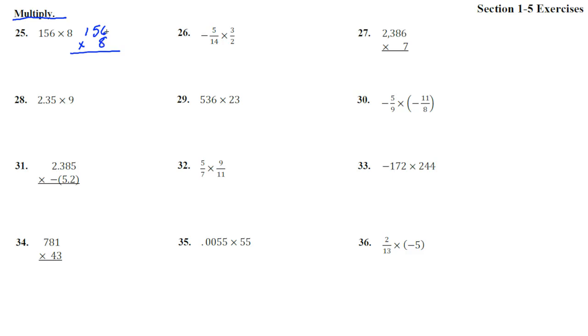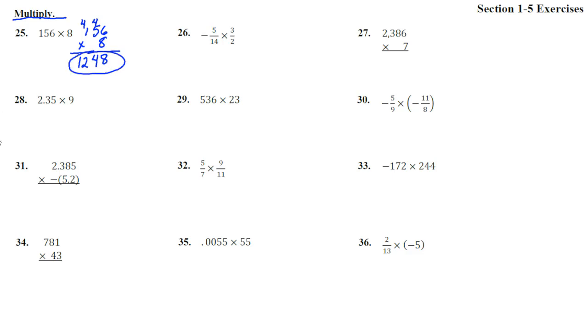We're going to start 8 times 6. We're starting from the right and moving to the left. 8 times 6 is 48. So we put the 8 down there and put the 4 up there. 8 times 5 is 40, plus that 4 that we carried is 44. So we're going to put the 4 down there and 4 up there. 8 times 1 is 8, plus 4 is 12. So we get 1,248 as the answer.